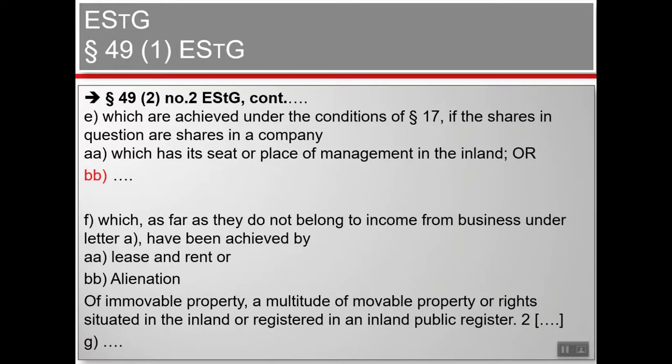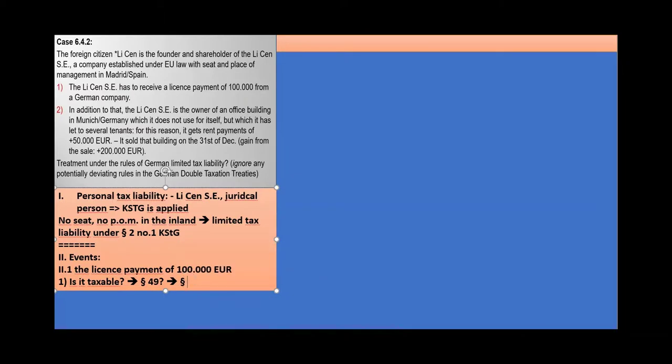Letter F: as far as they do not already belong to income from business under letter A, then business income which has been achieved by lease and rent or by selling, alienation of immovable property, of a multitude of movable property, or of rights situated in the inland or registered in an inland public register, or what I forgot to mention in the translation, or used in an inland permanent establishment. And that applies here. So we have paragraph 49 number 2 letter F applicable here.